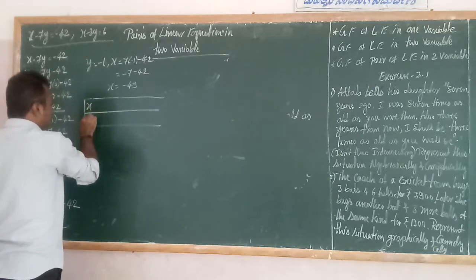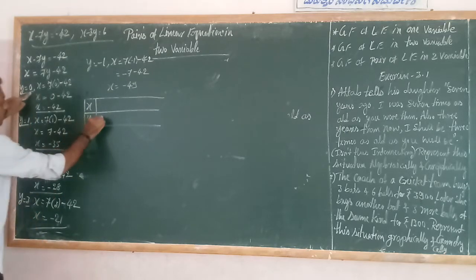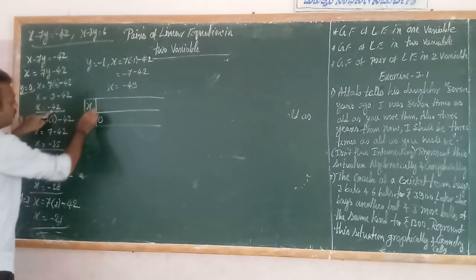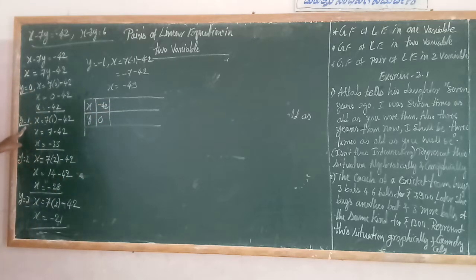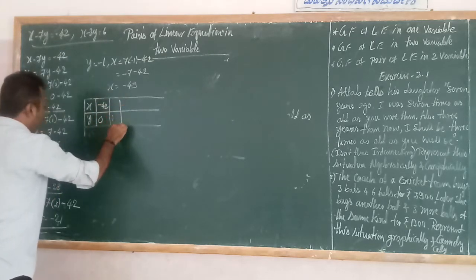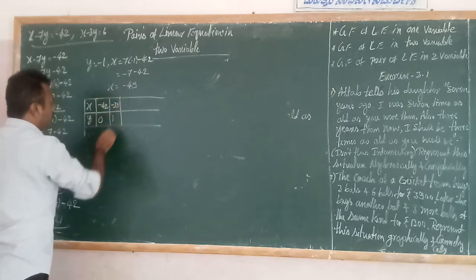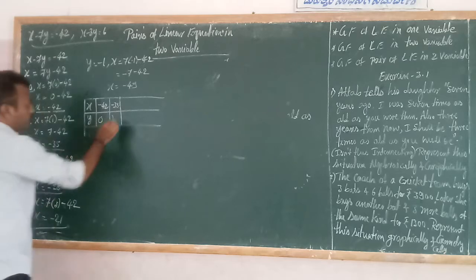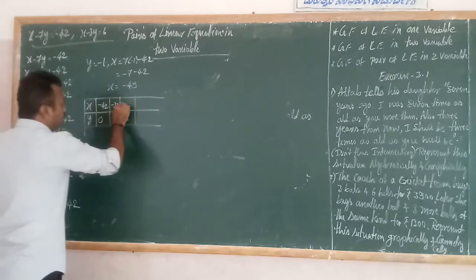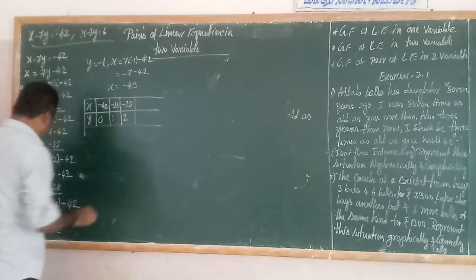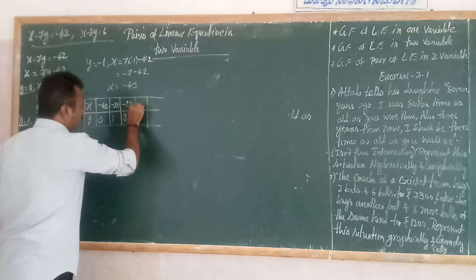This is x and this is y. When y is equal to 0, x is how much? x is equal to minus 42. Okay, we have to enter here. So y is equal to 1, and what is the x value? The x value is minus 35. And y is equal to 2, what is the value of x? Minus 28. Like that. y is equal to 3, x is equal to minus 21.